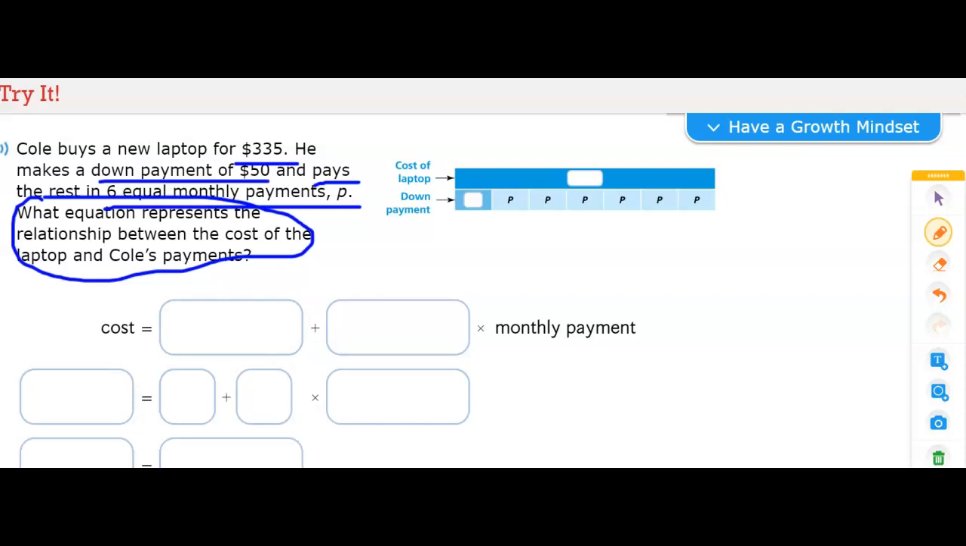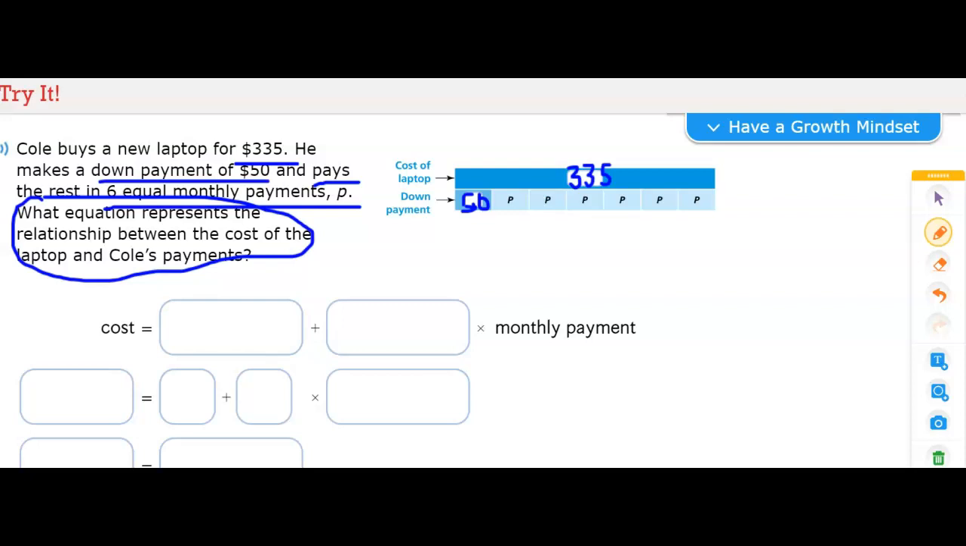They've already set up a bar diagram for us to use. The long dark bar is representing the cost of the laptop. We already underlined that the cost of that new laptop was $335. Then it also says at the bottom for the cost of this laptop, his down payment, which we know is $50. And then the monthly payments are P. We don't know what that is, so that's why that variable is there. So now we're going to create an equation based on our bar diagram.